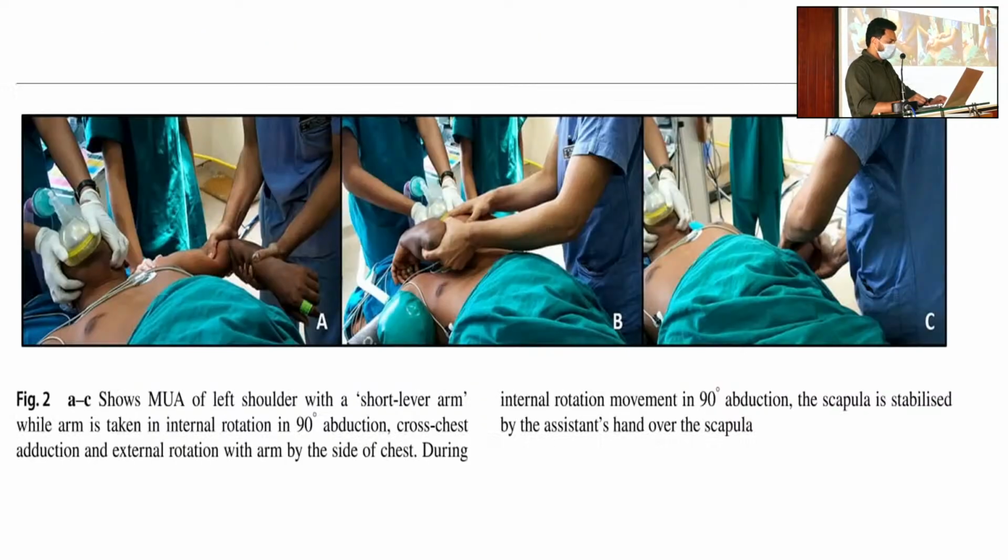Figure 2 shows manipulation under anesthesia of left shoulder while arm is taken in internal rotation in 90 degrees abduction, cross chest adduction and external rotation with arm by the side of chest. During internal rotation movement in 90 degrees abduction, the scapula is stabilized by the assistant's hand over the scapula.